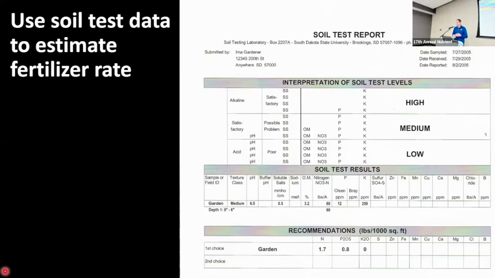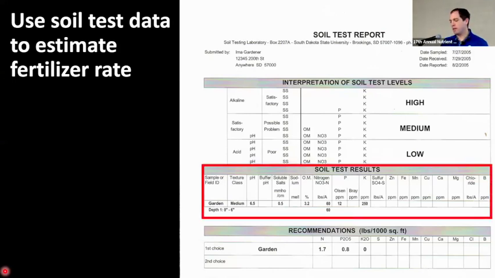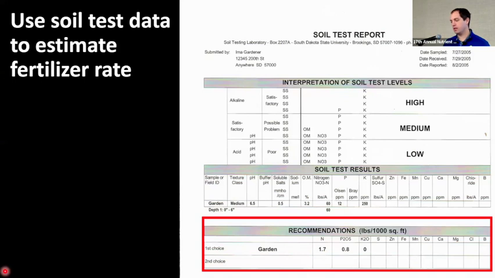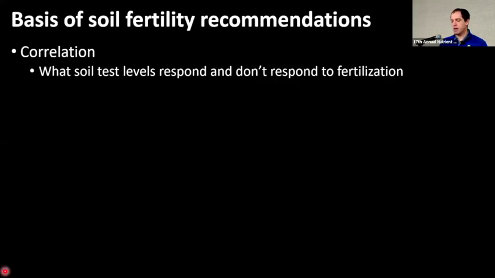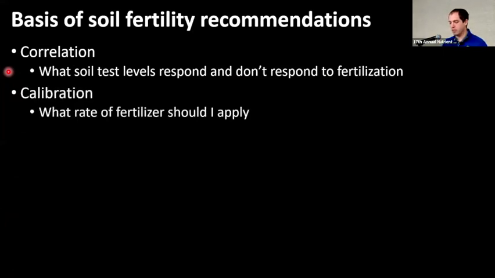Because what we typically do is take our soil samples to the lab, get our soil test results, and then based on those soil test results, we get recommendations. With those recommendations, there are two pieces of data needed. The first is the correlation data, and put simply, this is when the soil test level tells you you're not going to respond to fertilization. The second part is our calibration, which is the rate that you need to apply to get that optimal yield that you're looking for.